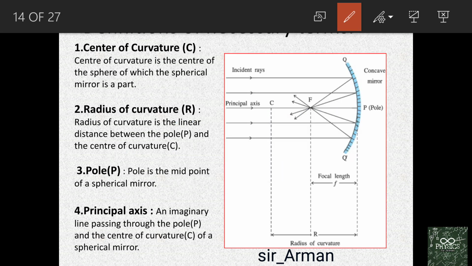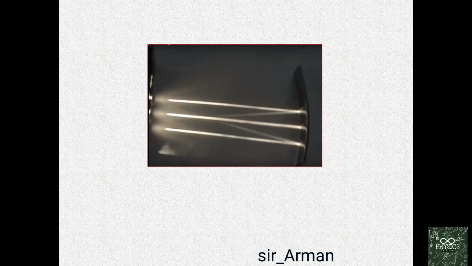And what is a pole? Pole is the midpoint of this spherical mirror. This is our spherical mirror, not the total mirror. This is the reflecting surface, right? And the center of this reflecting surface is called the pole. The line joining the pole and center of curvature, an imaginary line which is not actual, means this is the pole and this is our center of curvature, so we draw an imaginary line. This imaginary line passing through the pole and center of curvature is called the principal axis.